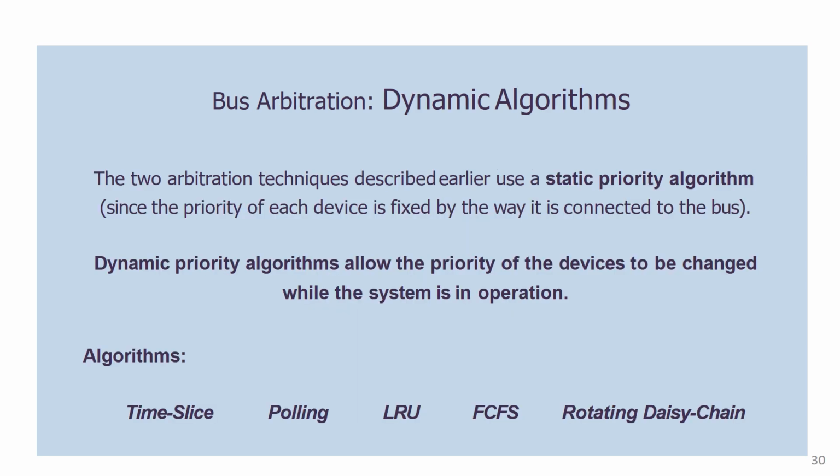given the resource. There are also some dynamic algorithms. The ones we studied earlier are all static priority algorithms, but the dynamic ones are time slice, polling, LRU, FCFS, and rotating daisy chain. If you are wondering what LRU is, LRU is the least recently used method, and FCFS is first come first serve. So let's see what they are.